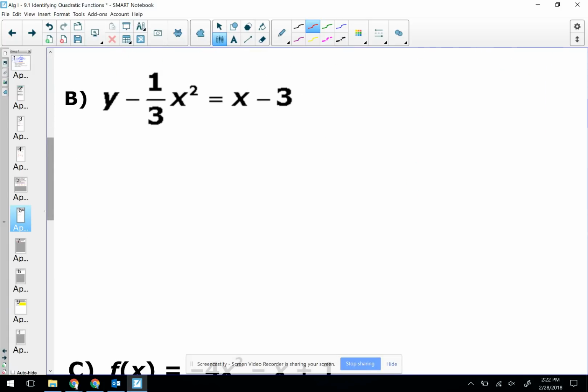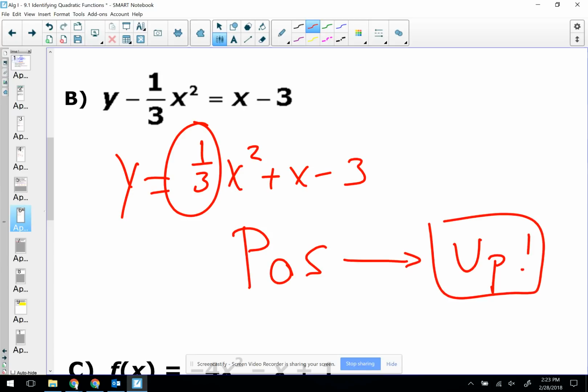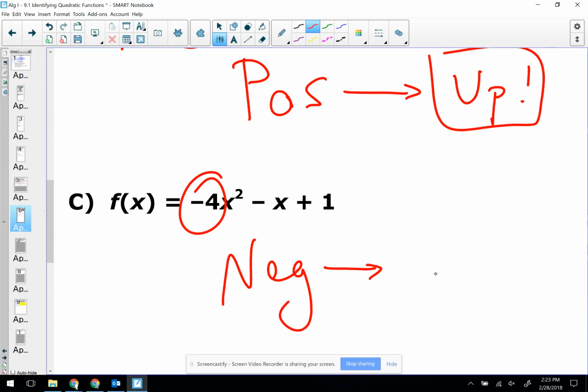Is that in standard form? Heck no. Add the 1/3 over to the other side. Positive or negative? Positive. It opens up. Is that in standard form? Yeah. Negative. It will open down.